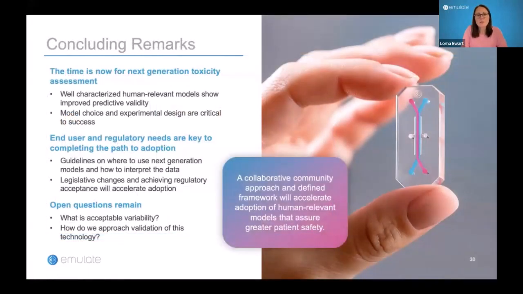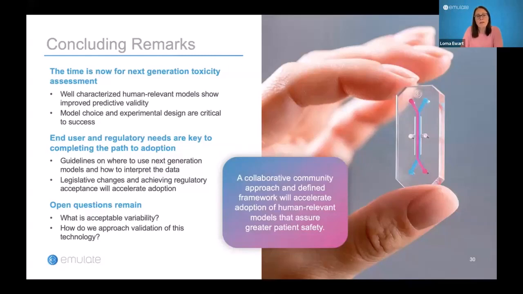So just in summary, to leave you with some concluding remarks, we believe that the time is now for next generation toxicity assessment, and that well-characterized human relevant models can show improved predictive validity, and that the model choice and experimental design are very critical to this success. We still need to work with our end users and regulators to understand their needs and what needs to be demonstrated from a data perspective to complete the path to adoption.